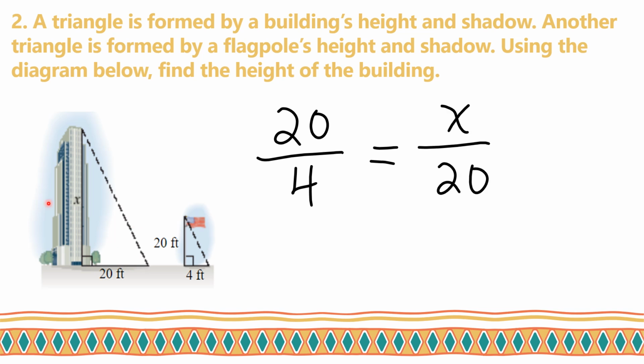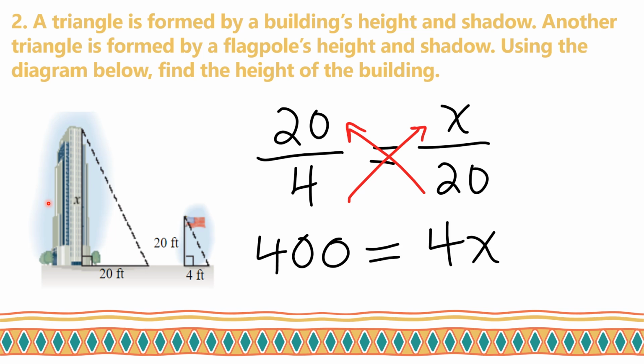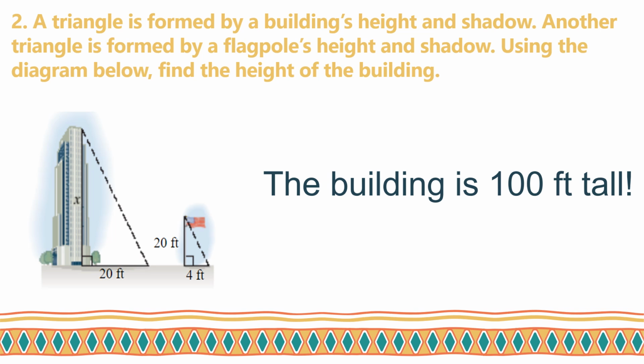Now I just need to cross multiply to solve for x. All right, so 20 times 20 is 400. 4 times x is 4x. So that's going to be 400 equals 4x. Divide both sides by 4 and you get x equals 100. All right, so again, x was the height of the building. So to put this in context, we would say the building is 100 feet tall.